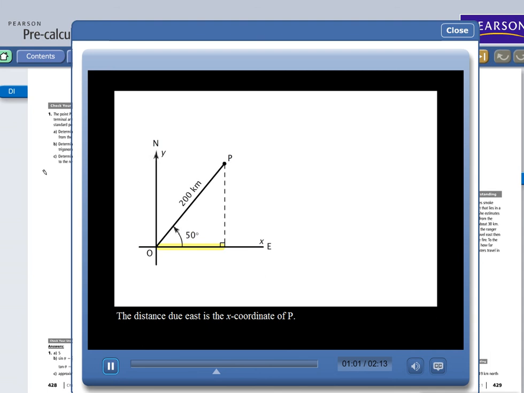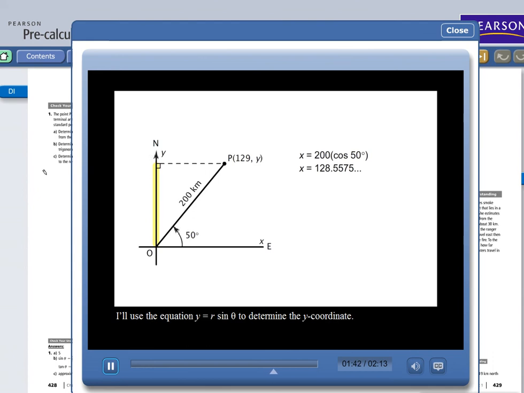The distance due east is the x-coordinate of P. I'll use the equation x equals r cos theta to determine the x-coordinate. R is the distance from the airport O to the aircraft P, so r equals 200. Theta is the angle that OP makes with the positive x-axis, so theta equals 50 degrees. So x is approximately 128.5575.